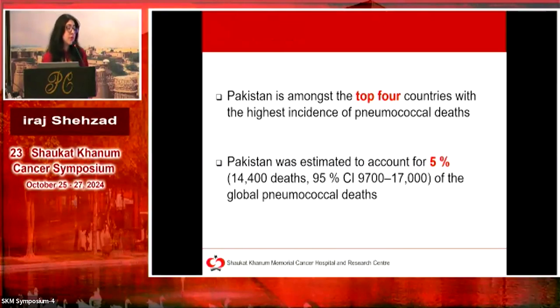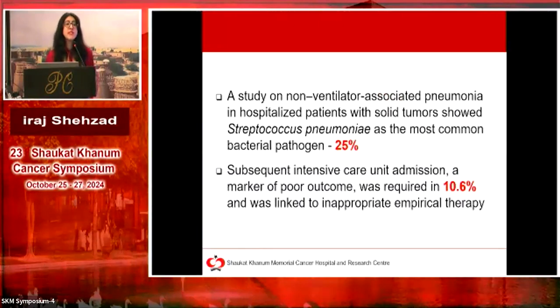When we talk about our own country, Pakistan is among the top 4 countries with the highest incidence of pneumococcal deaths, and Pakistan was estimated to account for 5% of the global pneumococcal deaths. There is limited data on cancer patients having pneumococcal infections. A study conducted on non-ventilator associated pneumonia in hospitalized patients with solid tumors showed Streptococcus pneumoniae as the most common bacterial pathogen, in 25% of the cases, with subsequent ICU admission, which was a marker of poor outcome and was linked to inappropriate empirical therapy in 10.6% of the patients. There is no data currently on cancer patients in Pakistan in this regard.